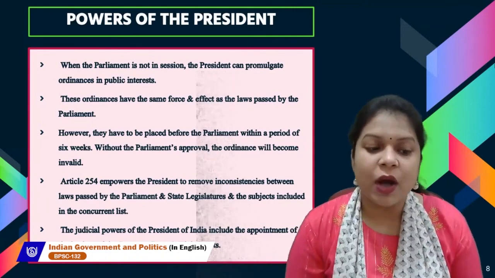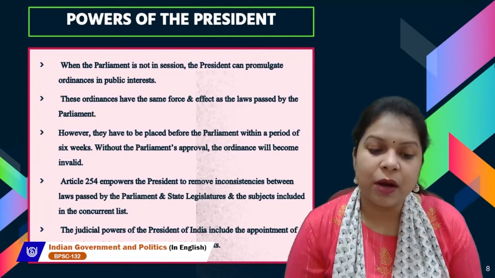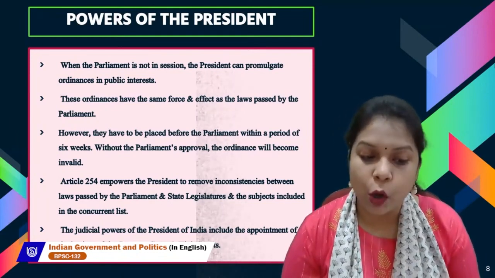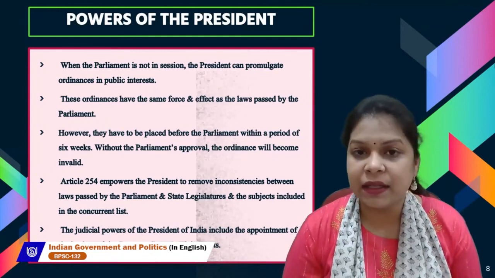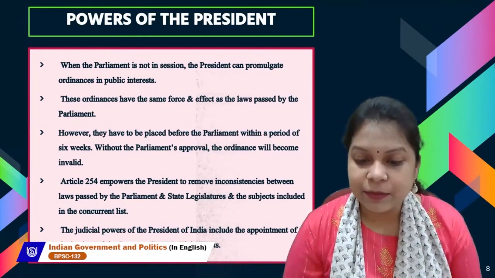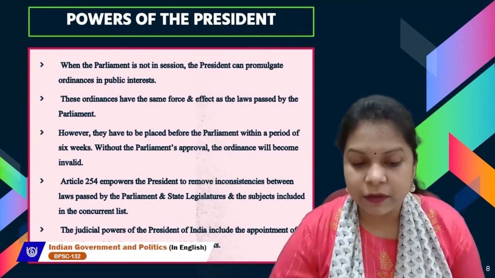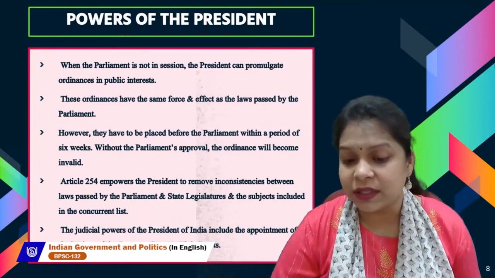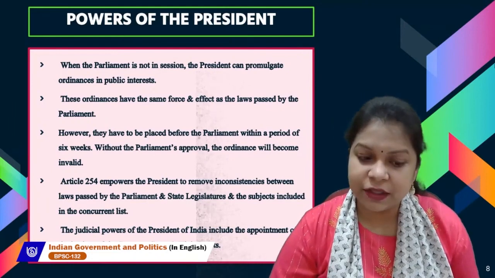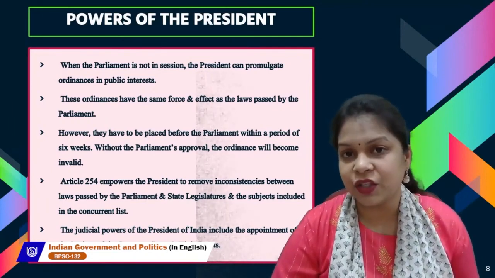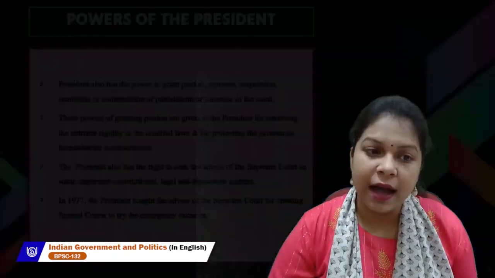Article 254 talks about the president removing inconsistencies between laws passed by the Parliament and the state legislatures on the subjects included in the concurrent list. Also, the judicial power of the President of India includes the appointment of the justices of the Supreme Court and High Court. So it is the President who appoints the judges in the Supreme Court and the High Courts.